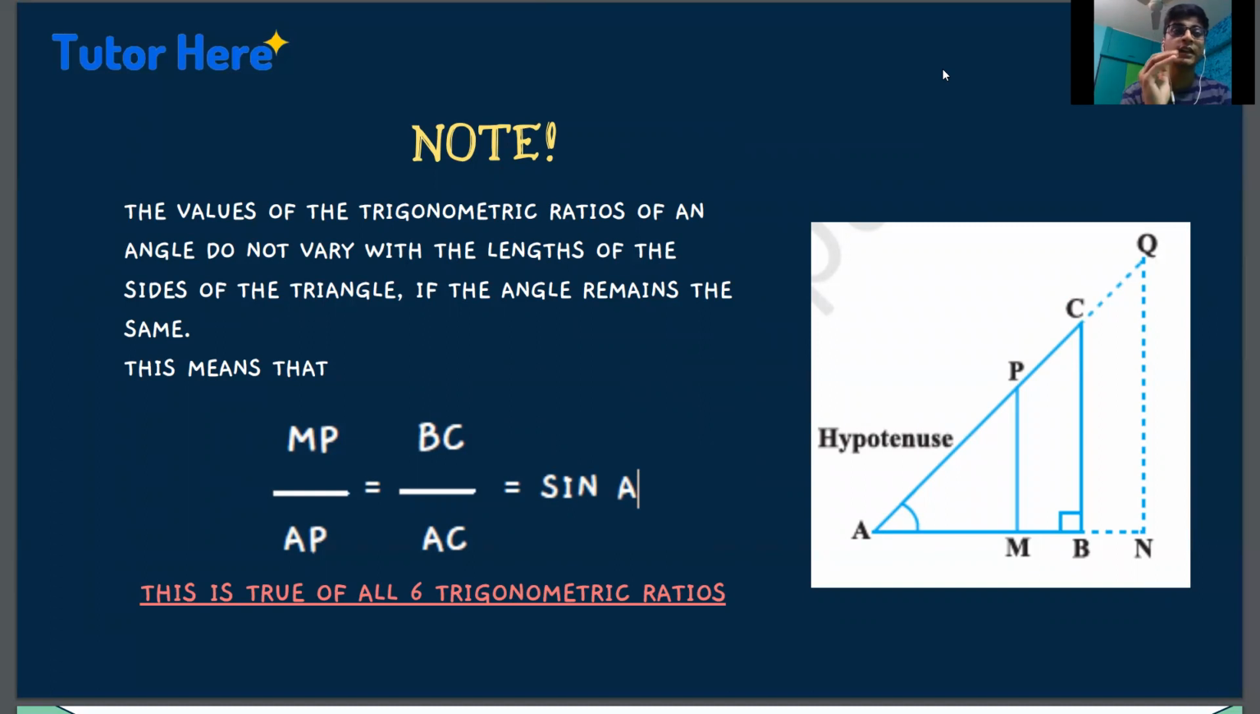So we can say that MP by AP is equal to BC by AC, which equals sine A. Therefore, if the angle doesn't change, trigonometric ratios also don't change, and this is true for all 6 trigonometric ratios.